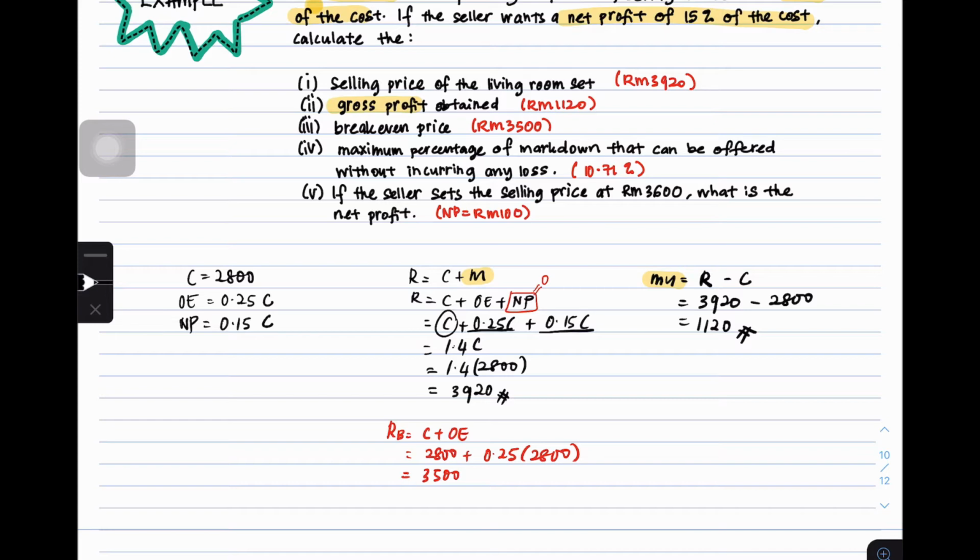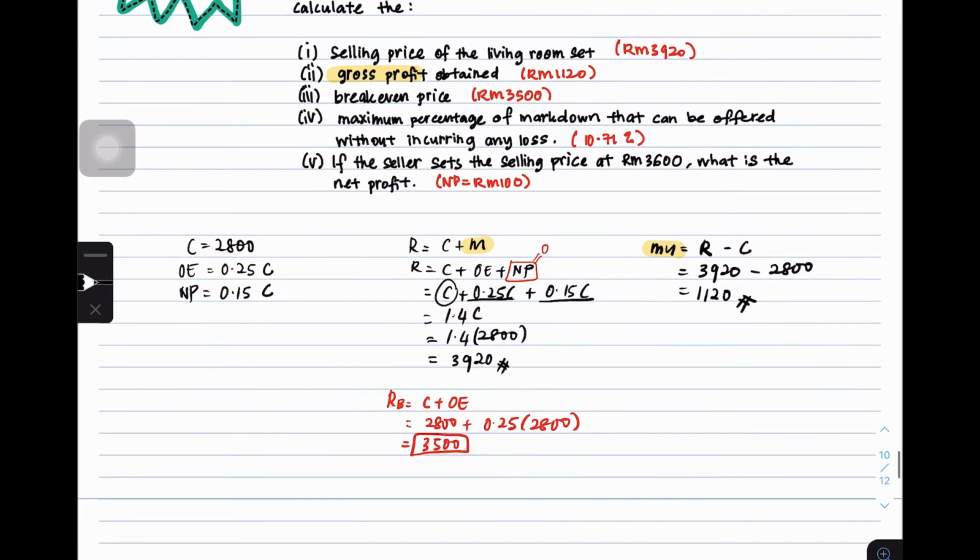Net profit adalah kosong. Okay, so soalan nombor 4 tanya maximum percentage of markdown. Berapa persen maximum markdown yang awak boleh lakukan without incurring any loss, tanpa melibatkan kerugian. So sekarang ni awak tahu markdown dibuat maksimum sampai harga break even price. Kalau kita buat lagi rendah daripada break even price, kita akan rugi. So inilah harga maksimum yang kita boleh turunkan.